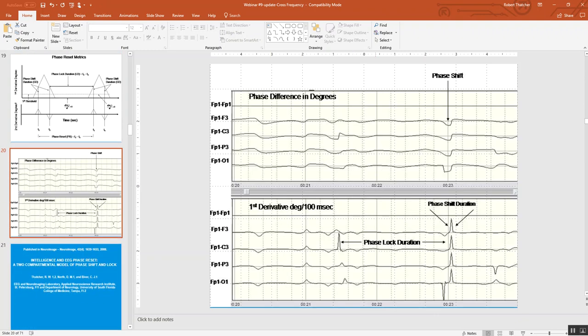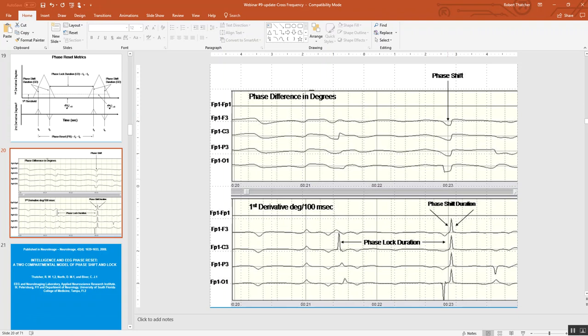You can actually see phase shifting and phase locking in the records. In NeuroGuide, for example, you can plot FP1 with respect to F3, FP1-C3, FP1-P3, FP1-O1, and this is phase in degrees. You can see there are phase differences between FP1 and C3, for example, here. Or FP1-F3, FP1-C3, P3, and FP1-O1 all have a phase shift at this instant of time.